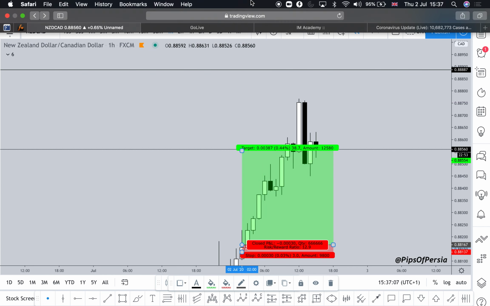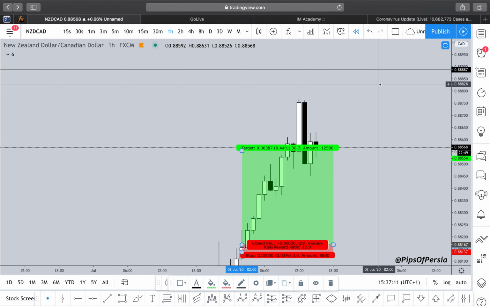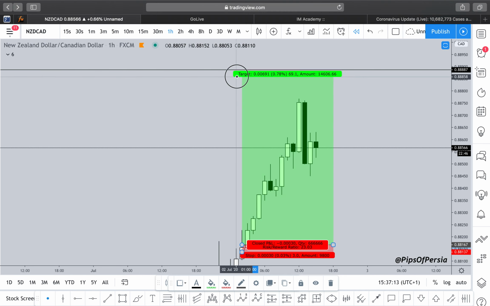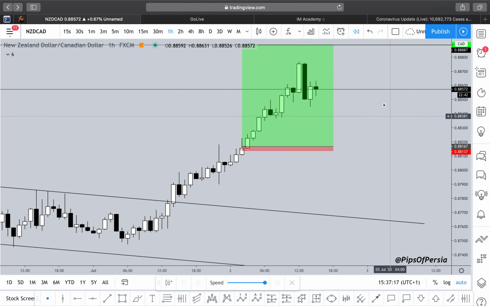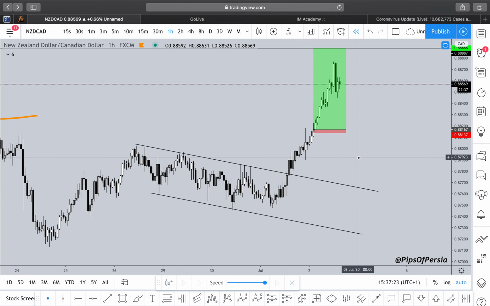Currently, and by currently I mean right now, 2nd of July, Thursday at 3:37 p.m. UK time, it is floating at 1 to 13. Currently, the final TPs are up here for now. But this might be a trade that we might just have to close and take our profits from now. But let's break this down together.